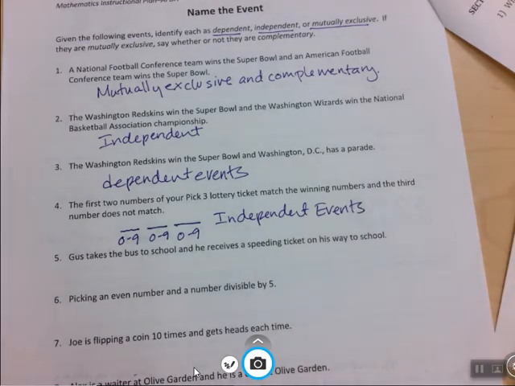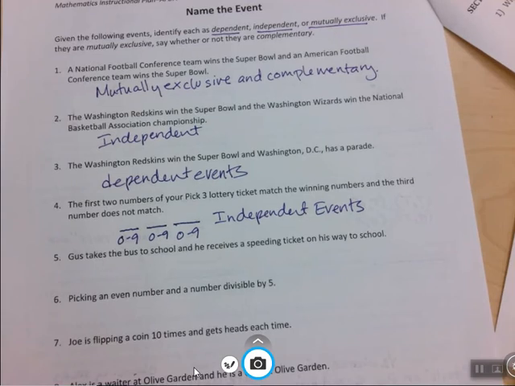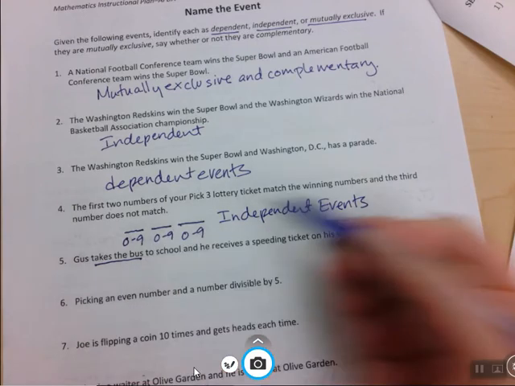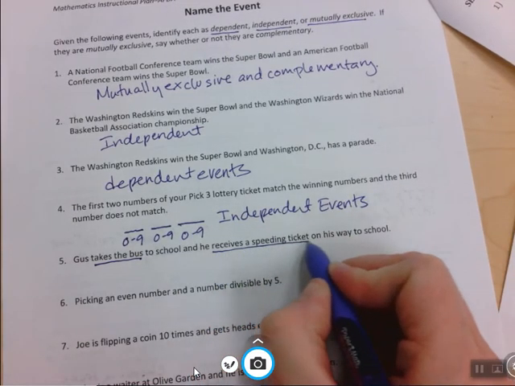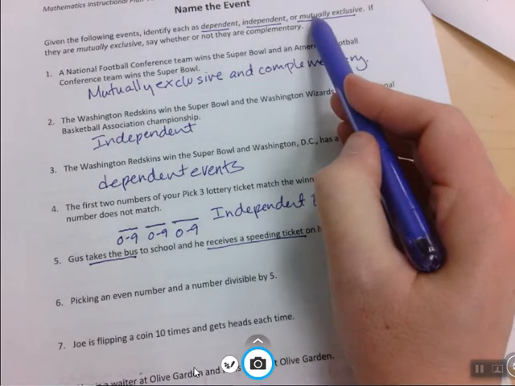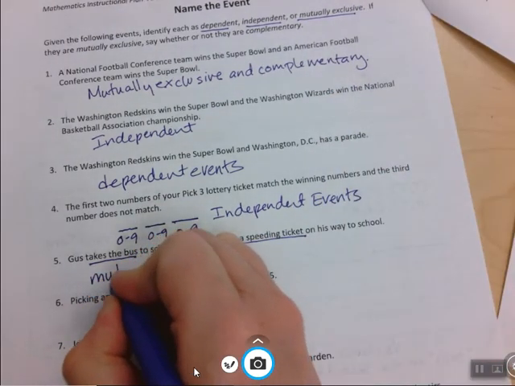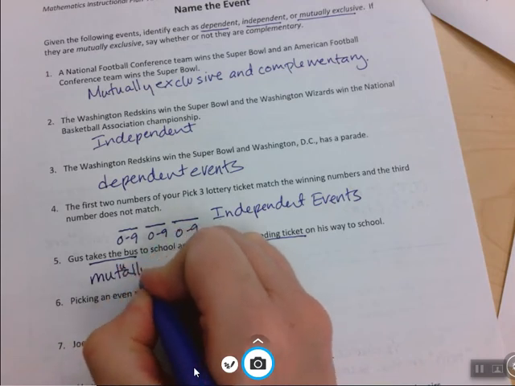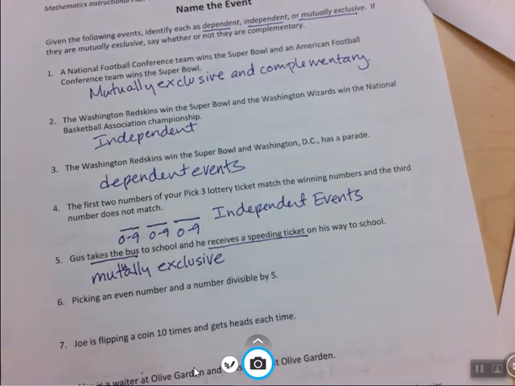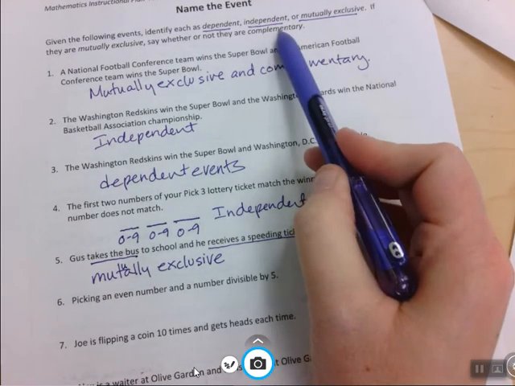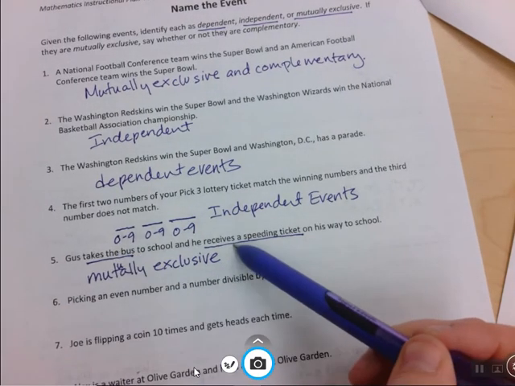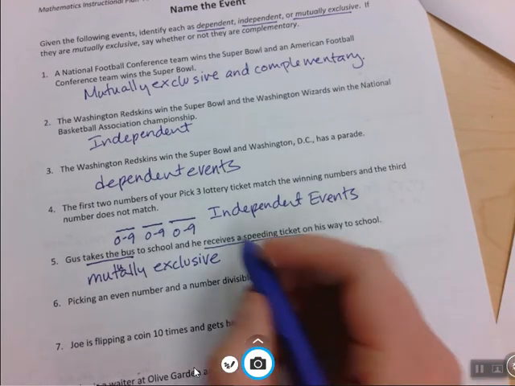So Gus takes the bus to school and he receives a speeding ticket on his way to school. So if he takes the bus, then he cannot receive a speeding ticket because he didn't drive. So these two would be mutually exclusive. But they're not complementary because it's not one or the other. If he doesn't take the bus, he doesn't automatically get a speeding ticket, so we would say not complementary.